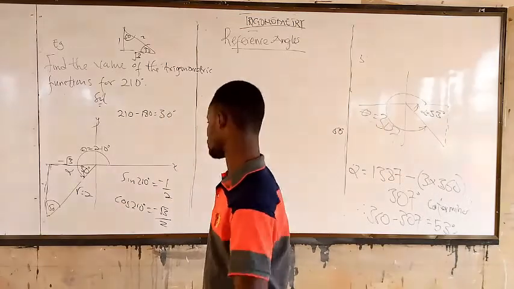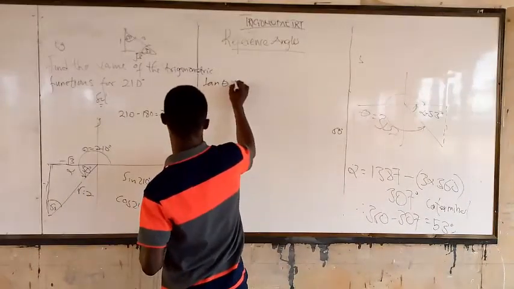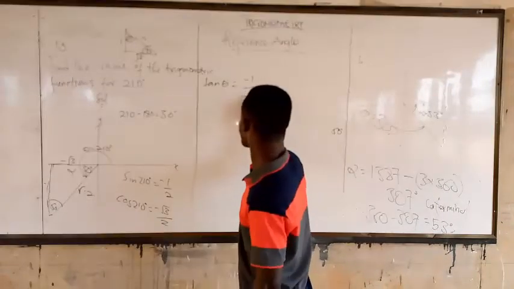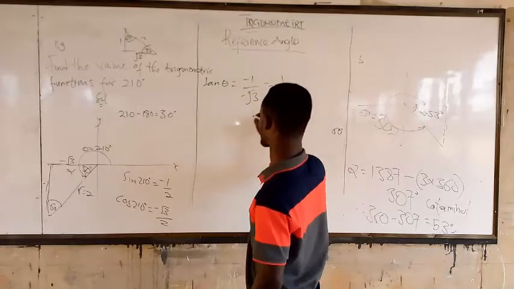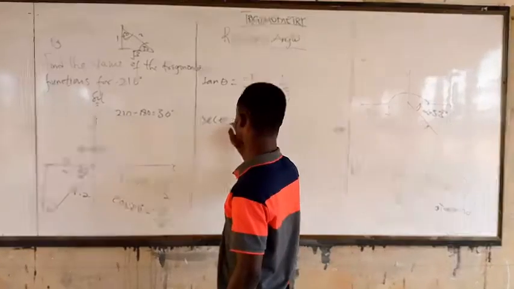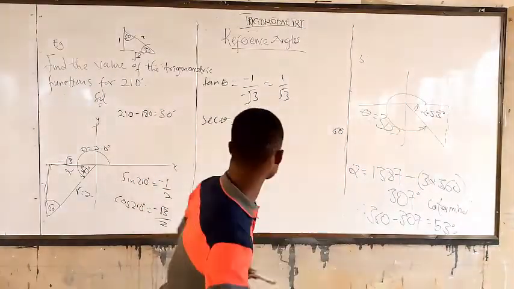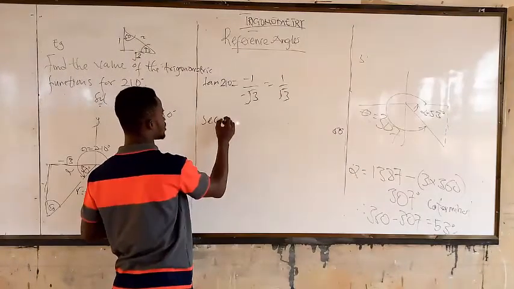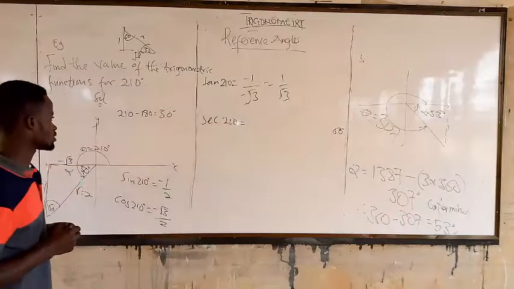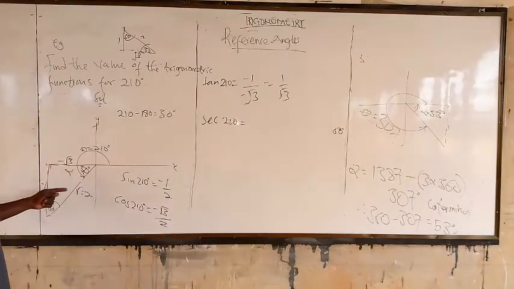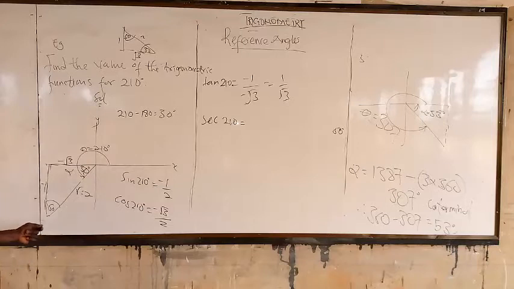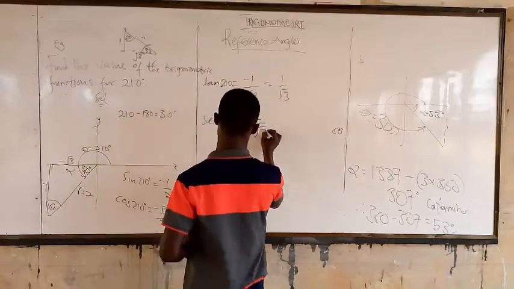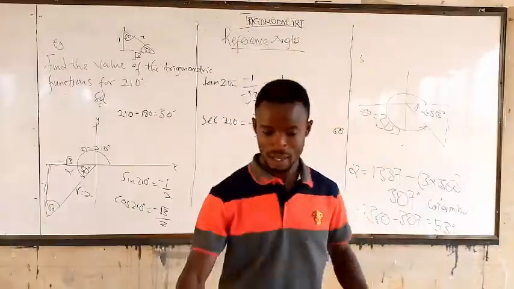We can get tan. Tan theta would be what? Y over x. So negative 1 over negative square root of 3. So we get 1 over square root of 3. Then you go for sec. Sec theta will be, so the theta is 210. Alright. And with that one we get sec is reciprocal for what? For cos. So 2 over negative square root of 3. Go for the rest and then try on this one.